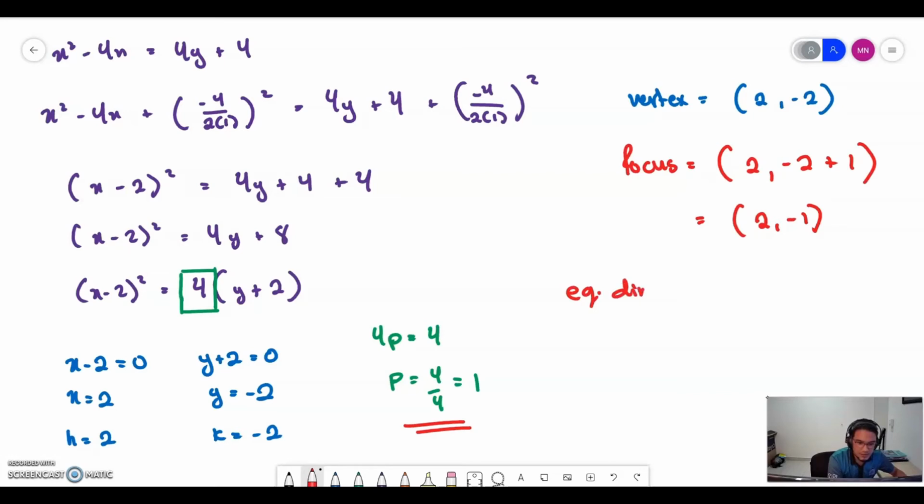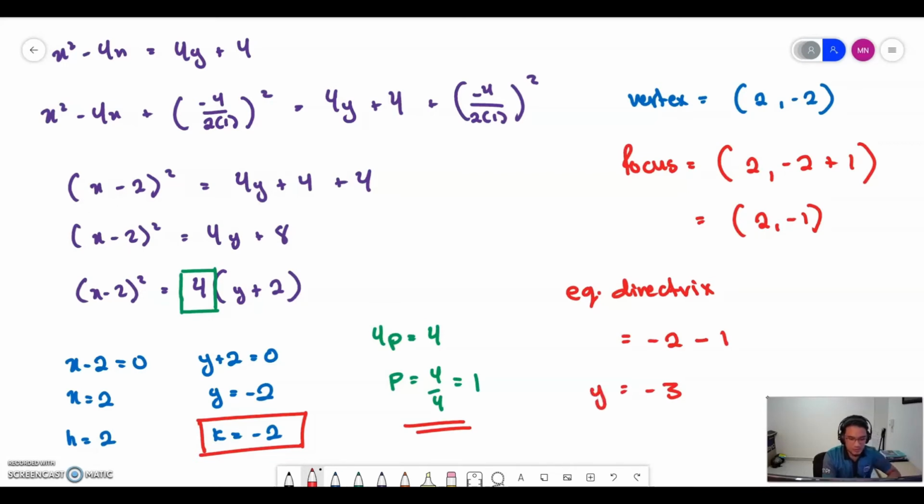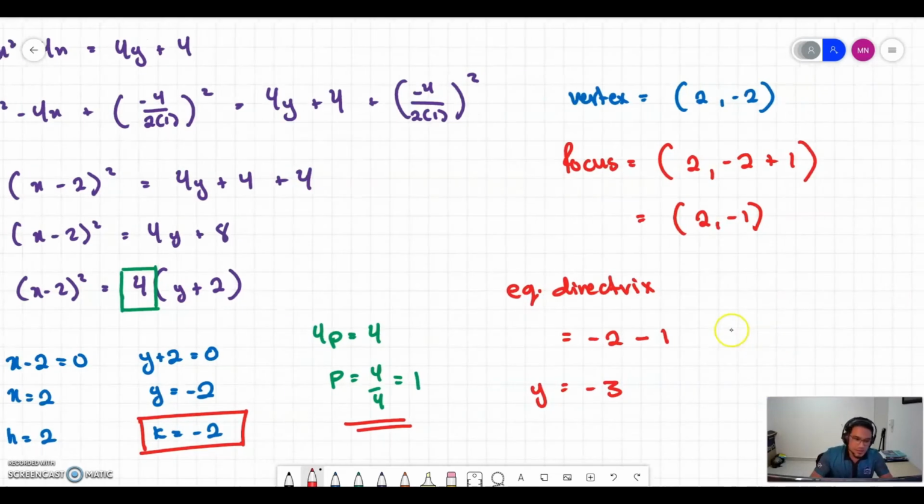And the equation for the directrix will now be below the position of the vertex, below by 1 point. We take the value of k, negative 2, and we subtract the value of p, so negative 2 minus 1, and the total equation of the directrix will be negative 3. Don't forget to place the y in front of the equation. So that is the equation of our directrix.